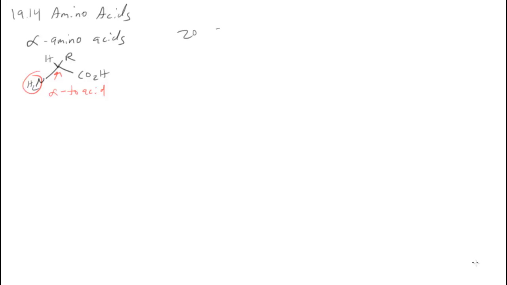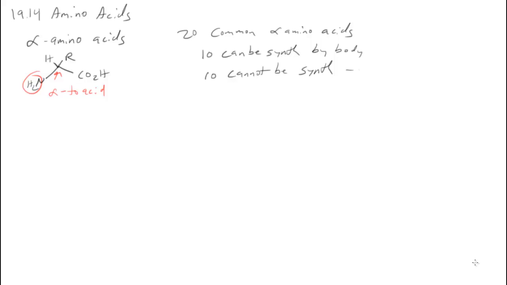Now there are 20 common alpha amino acids. And for our class, you don't have to memorize all of them, but I think there's some that are very interesting. And as we talk about those, there are 10 that can be synthesized by your body. And there are another 10 that cannot be. And these are the ones that we call the essential amino acids for your diet, because you have to ingest these somehow. Your body can't make them. So you need to get these from your diet.